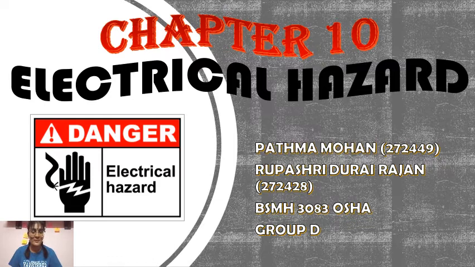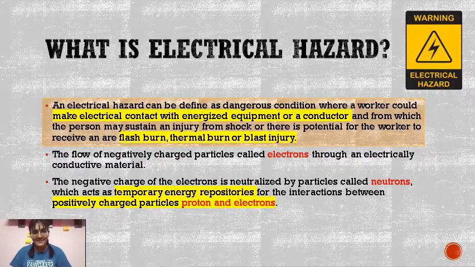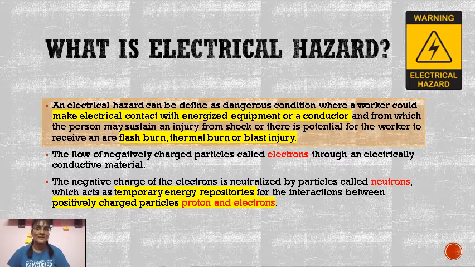Together with my friend Rupashri Rajan, we would like to brief on chapter 10, which is electrical hazard. What is actually an electrical hazard? An electrical hazard can be defined as a dangerous condition where a worker could make electrical contact with energized equipment or a conductor, and from which the person may sustain an injury from shock, or there is a potential for the worker to receive a flash burn or any blast injuries.